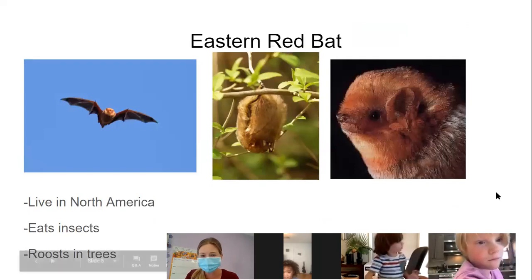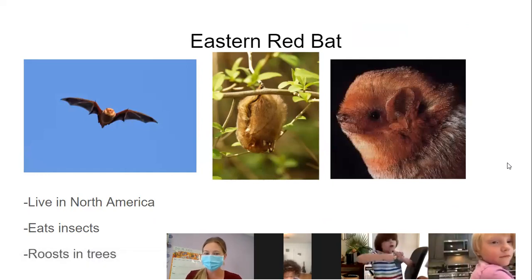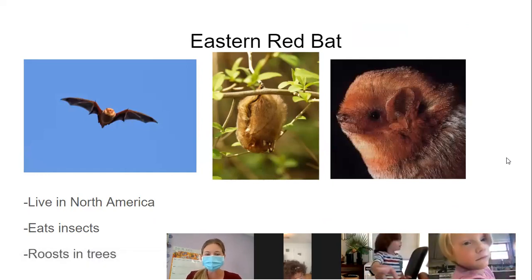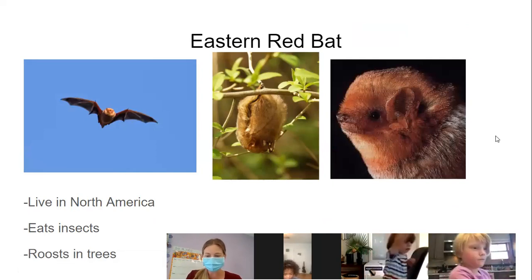And then the last one, we have the Eastern red bat. Sometimes you can even see these around Austin, although it's a little rare. They eat insects. They're so cute. Look how fluffy they are. They're so adorable. And they have a little bit of a reddish tinge to them. And they live in trees, so they roost in trees.